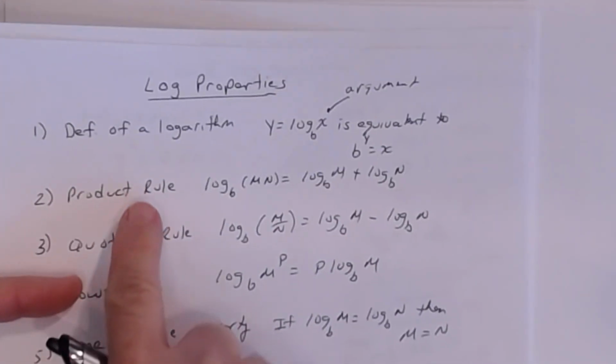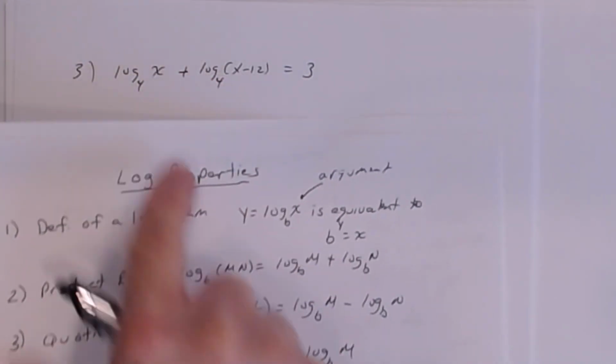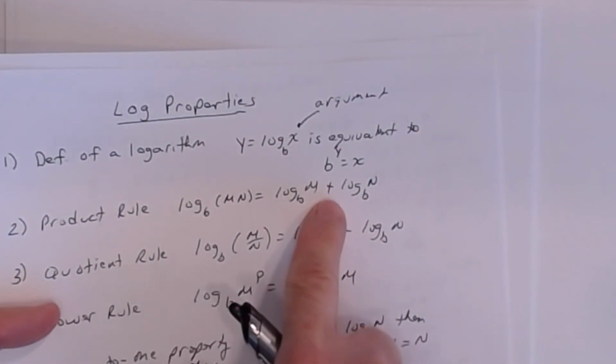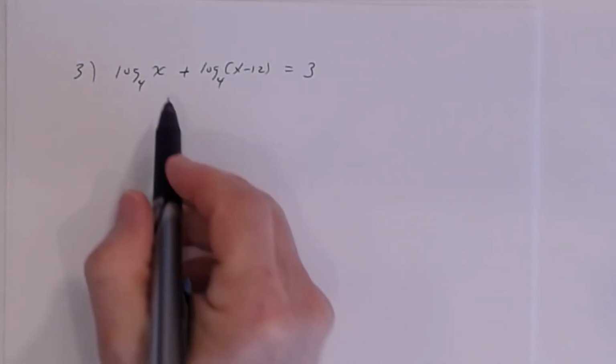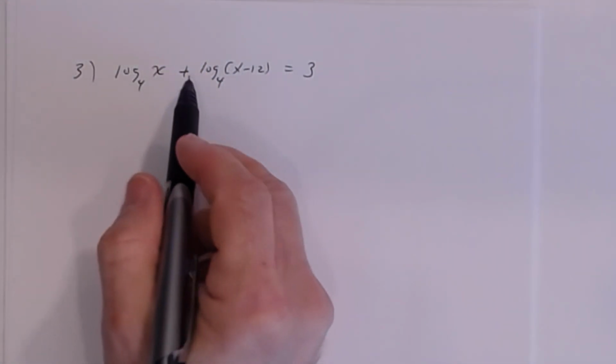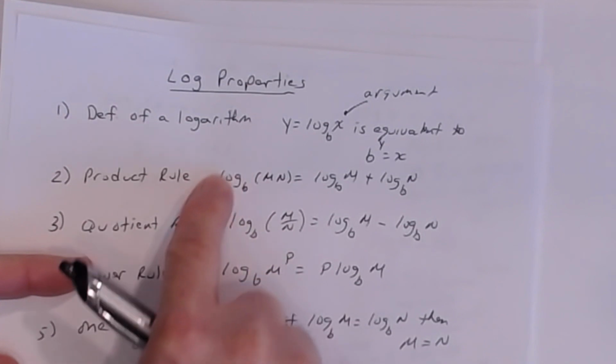And to do that, you're going to use the product rule. So if you go backwards, you see this right here? That kind of looks like this, right? So if you have the sum of 2 logs, now they have to have the same base, then that means you can write it as a product. And you have that one log, a single logarithm.